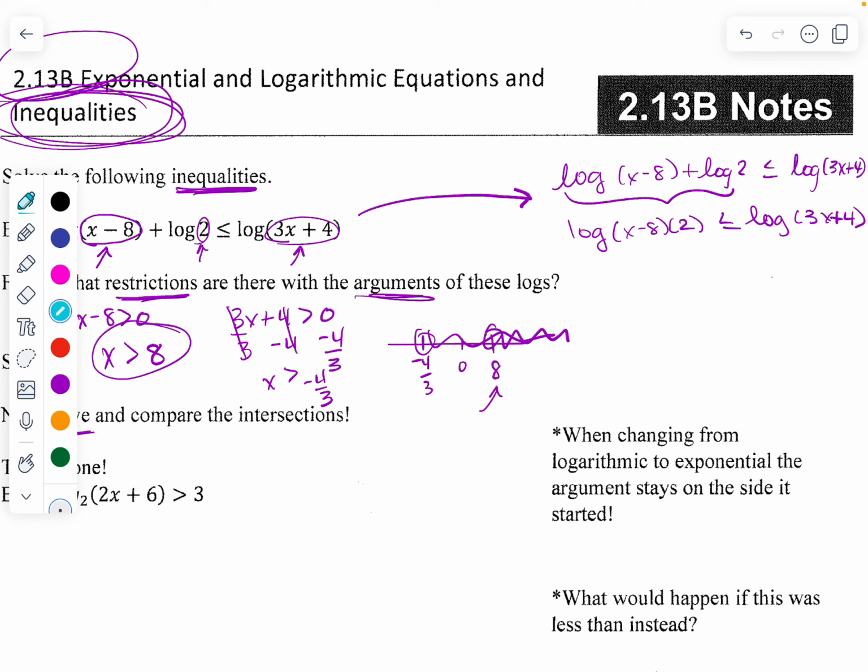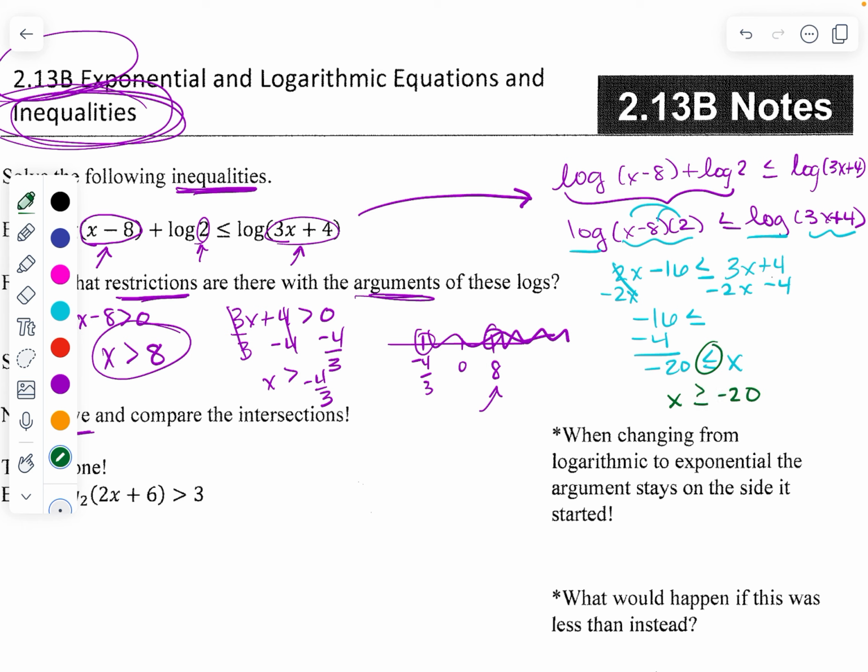Okay, and then we know that property: if you have the same base log on both sides, and they're equal to each other, then the arguments are also equal to each other. We can say 2 times x is 2x, 2 times negative 8 is negative 16, is less than or equal to 3x plus 4. We can go ahead and solve for x, so subtract the 2x over to get x's like terms together. Subtract the 4 to the other side, so we end up with x on the right side and negative 20 on the left side. We usually like to have the x on the left side, so if I flip this around, this also will switch.